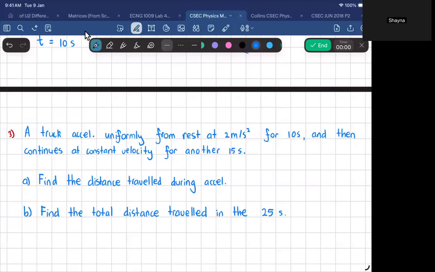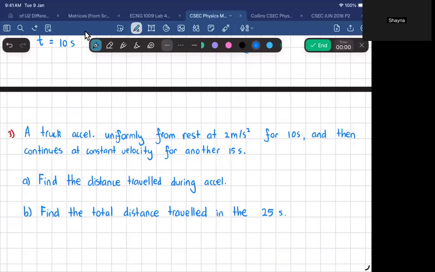You already found the distance from 0 to 10 seconds, right? From 0 to 10 seconds is 100 meters. So now you have to find the displacement from 10 to 25. Do you want some extra time to see if you can figure it out? Yes, sir. Okay, good luck.